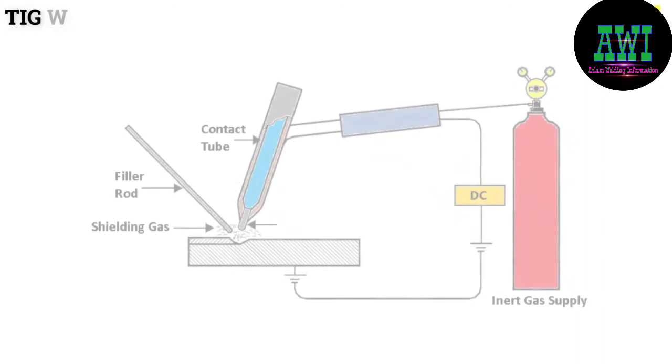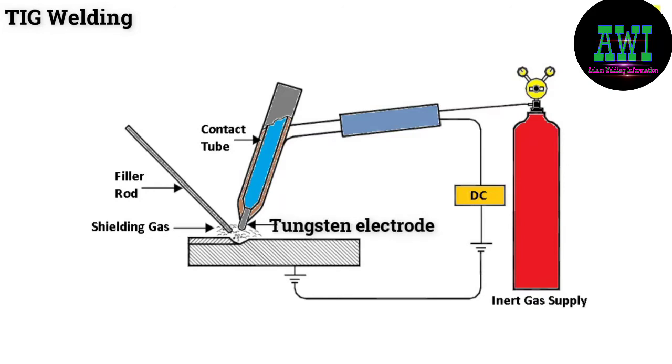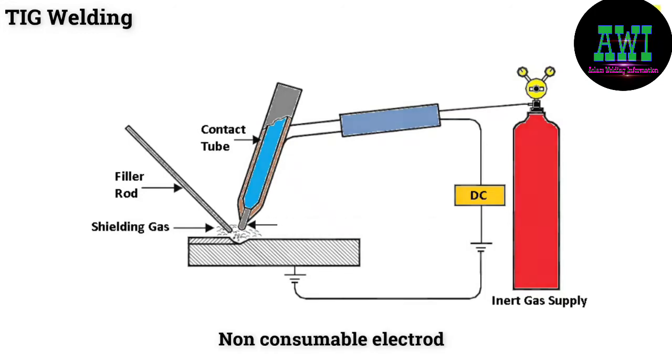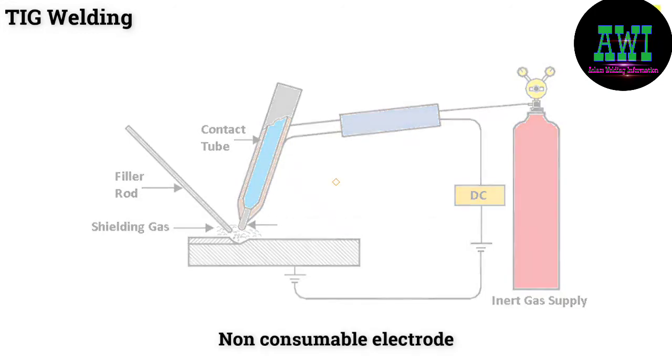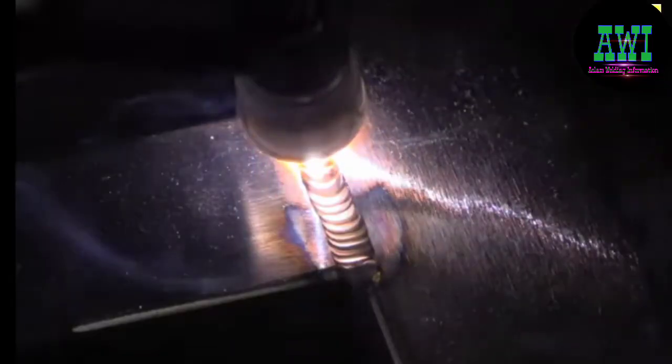TIG welding. TIG stands for tungsten inert gas arc welding. This welding process is likewise called gas tungsten arc welding. This welding employs a tungsten electrode because tungsten has a high melting point. When we TIG weld, the electrode gets hot, but it doesn't melt, so we say that it is a non-consumable electrode. Non-consumable does not mean that it lasts forever; it means that it does not melt and become part of the weld.